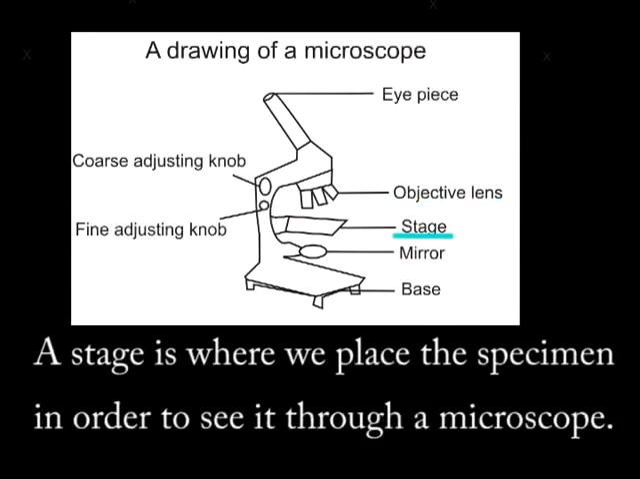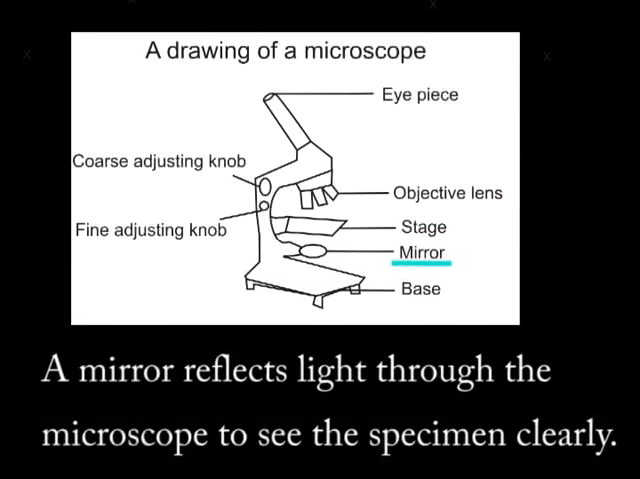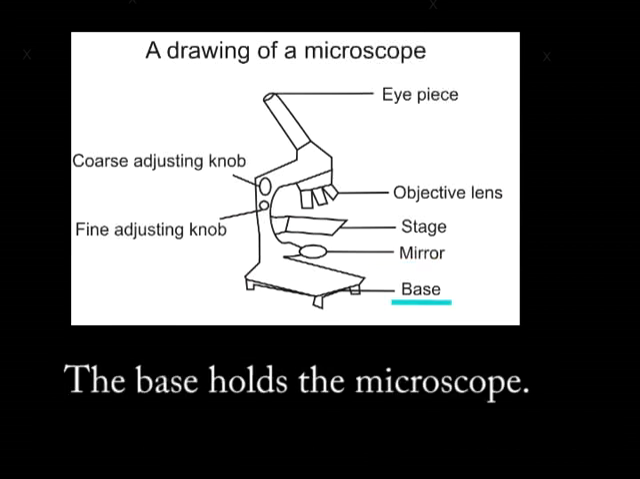A stage is where I place the specimen in order to see it through a microscope. Stage koteka specimen okusobola okugiraba through a microscope. A mirror reflects light through a microscope to see the specimen clearly. The base holds the microscope.